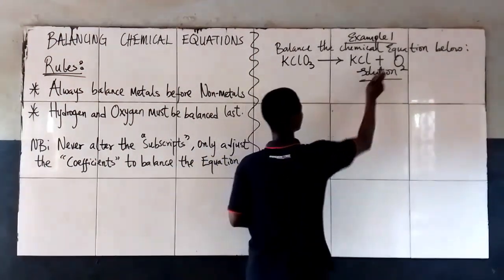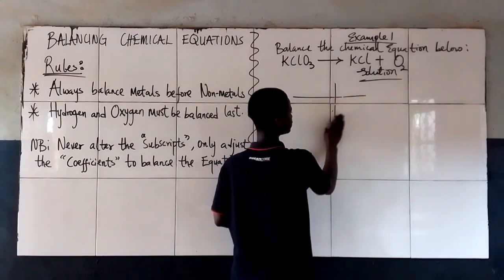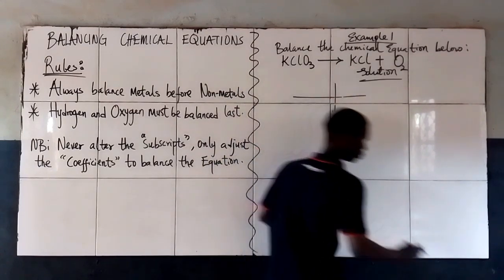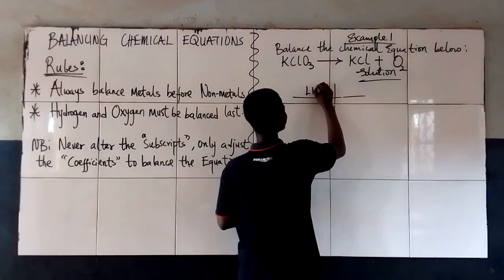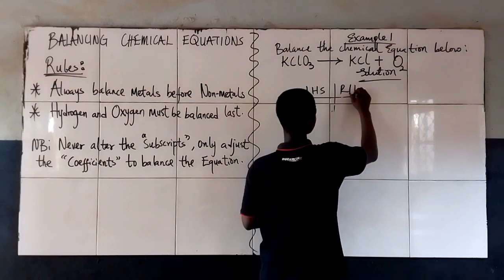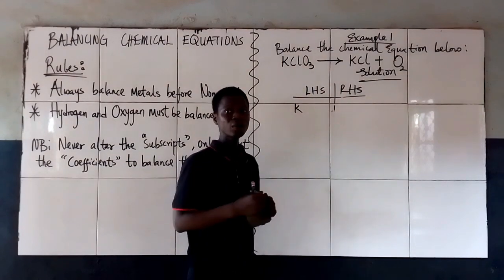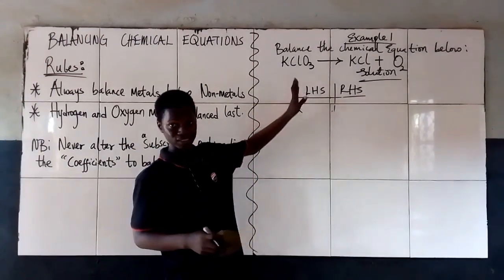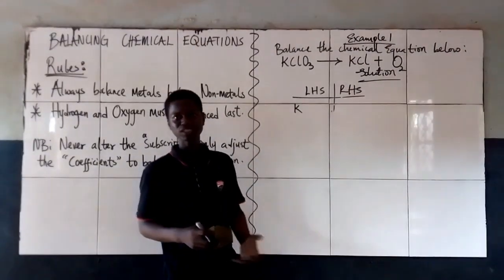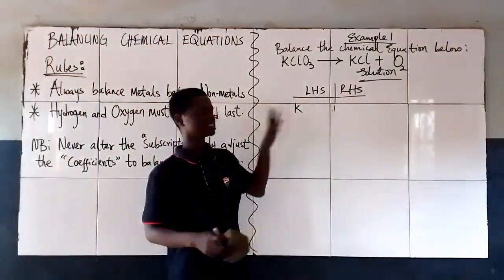This is the original equation. So if we take an atomic count, comparing the left side to the right side, let's see what we have. This is the left hand side and this is the right hand side. Alright? Now you have potassium. Okay? Now why am I writing potassium first? Potassium is the only metal on this side, is it not? Now, after potassium, they said balance metal before non-metal. So this is the only metal, I've written it out.